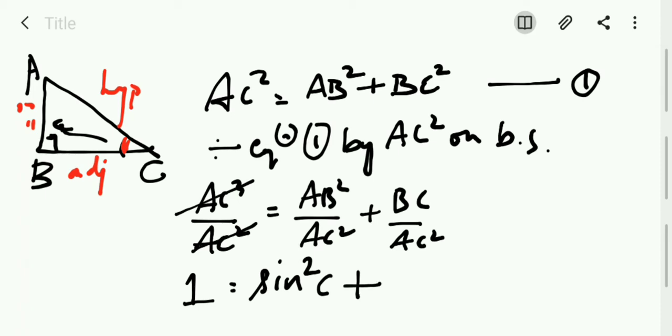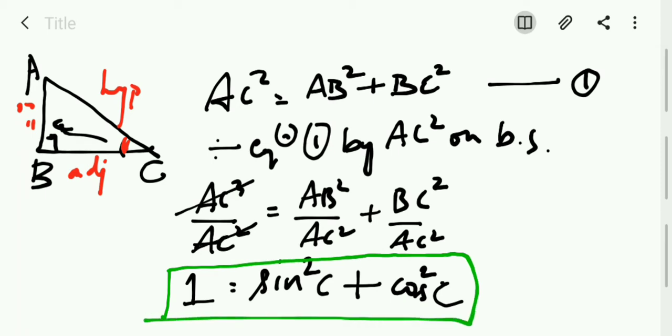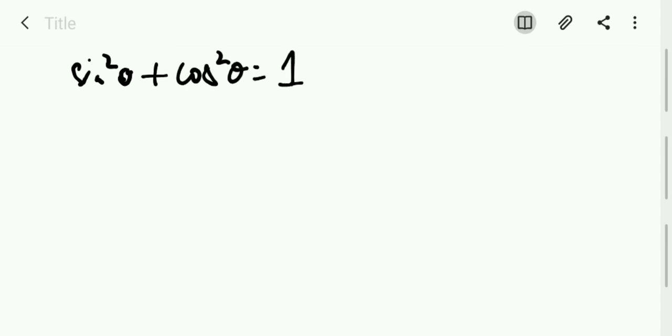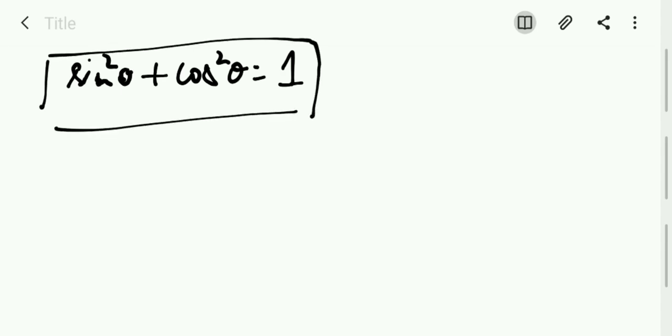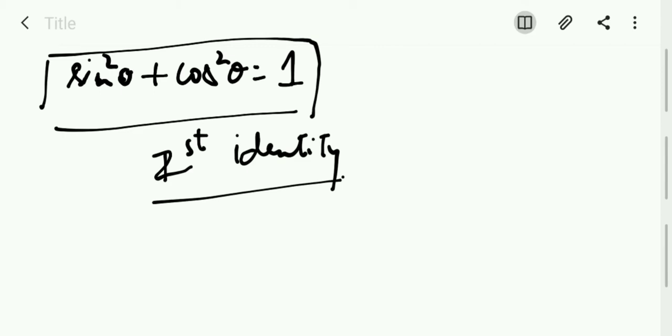Now what is this BC square by AC square? BC is the adjacent side and AC is the hypotenuse, so this is cos square C. Look guys, have you got this point now? This is our first identity: sine square C plus cos square C is equal to 1. In general form, you can write it as sine square theta plus cos square theta is equal to 1. This is your very first trigonometric identity. Please remember it.